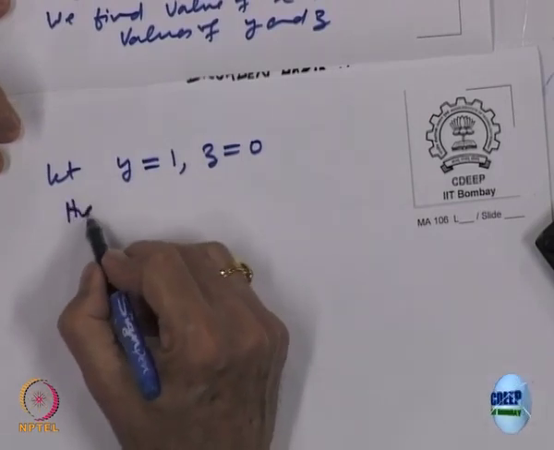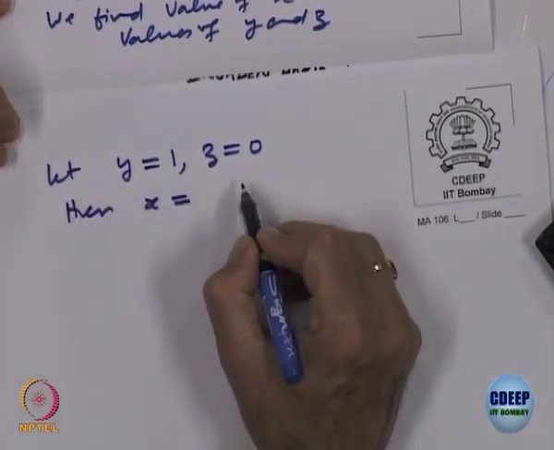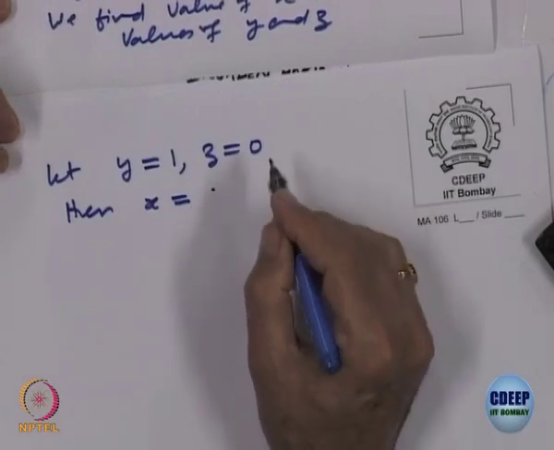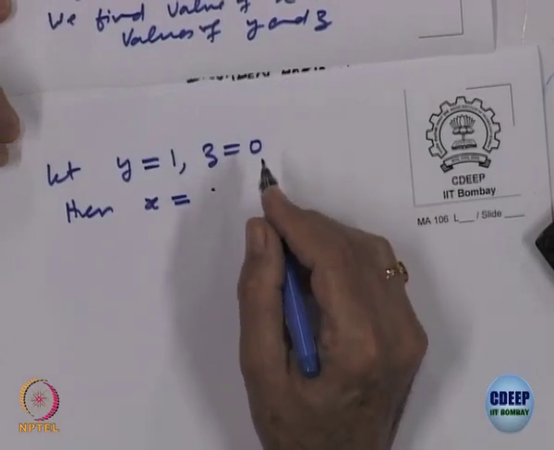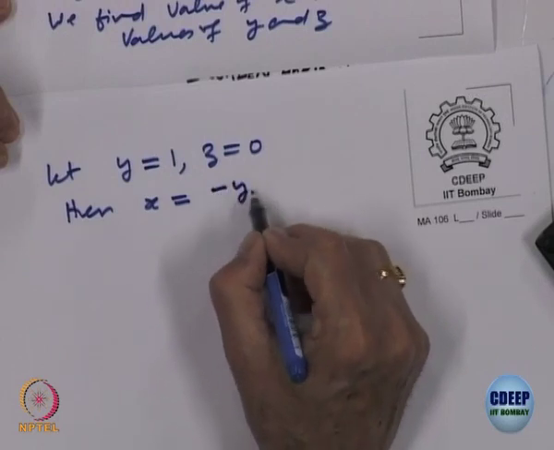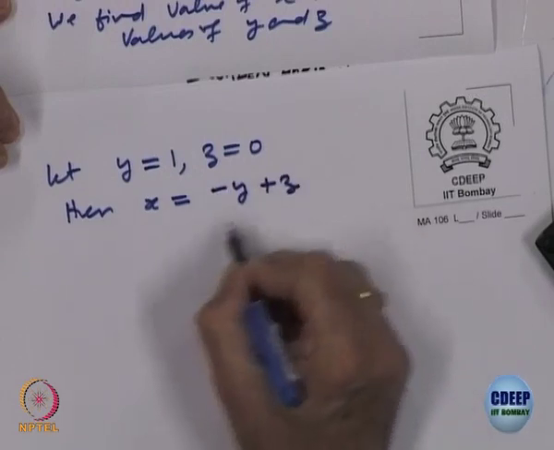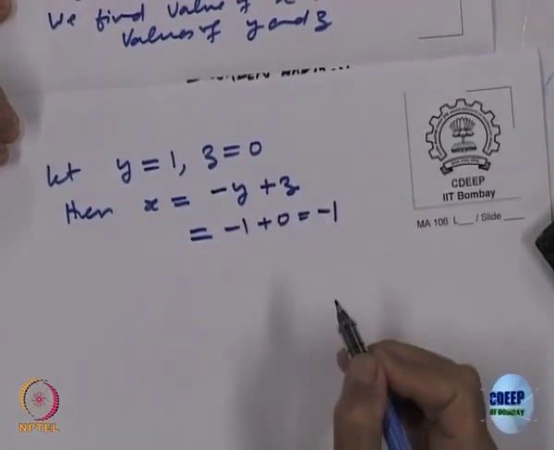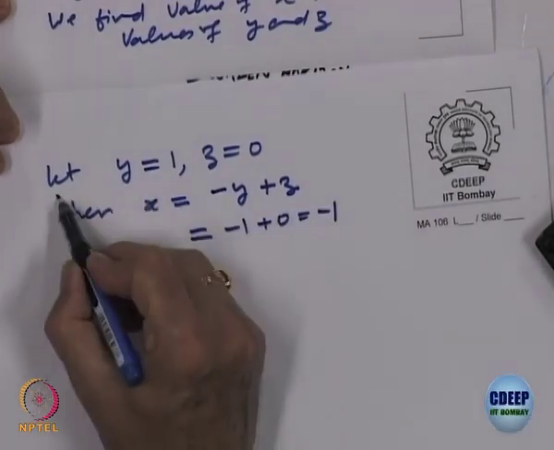Then what is x equal to? 1 minus 1. So what is y? So x is equal to minus y plus z. So what is that? Minus 1 plus 0, that is minus 1. So that is for this thing.